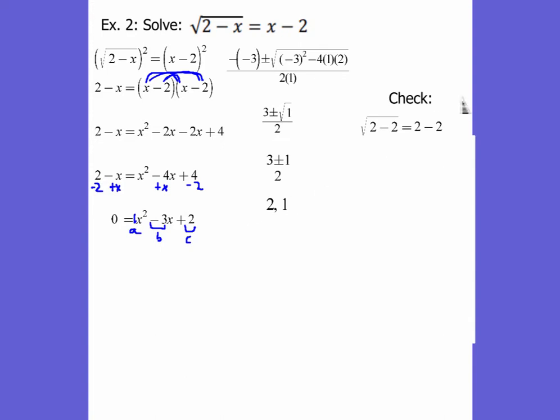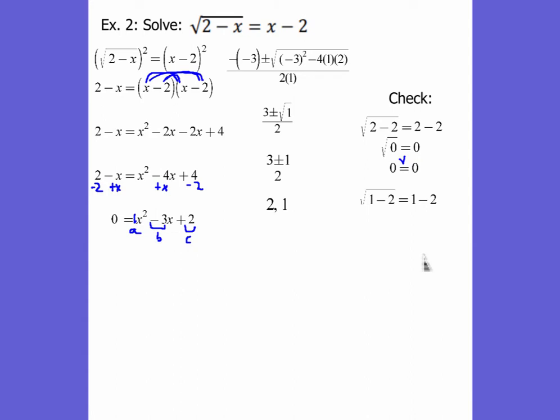I'm going to take 2 and plug it in wherever I see an x in my original equation. So I've got the square root of 2 minus 2 equals 2 minus 2. 2 minus 2 is 0, so I've got the square root of 0 equals 0. The square root of 0 is 0. So that checks out, and I know 2 works as an answer.